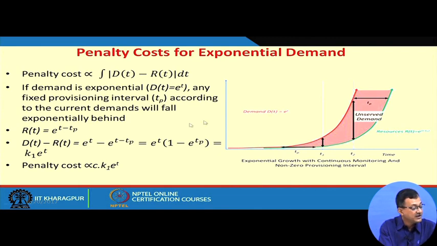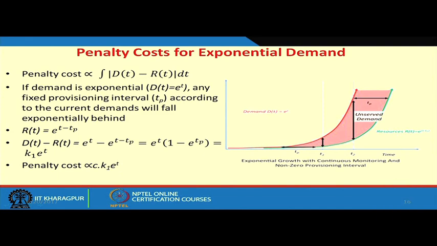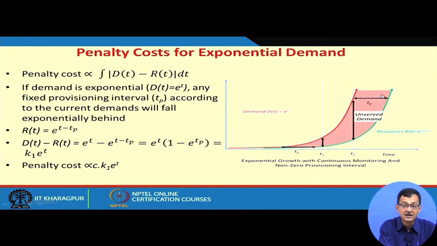So D(t) - R(t) = k1 D(t), and the penalty cost is C k1 e^t. In other words, this penalty grows exponentially. It is extremely difficult to match this unless you over-provision, and that is also at times difficult because it grows exponentially. So we need to be careful about what type of demand we are expecting, study it, and base the provisioning on that.